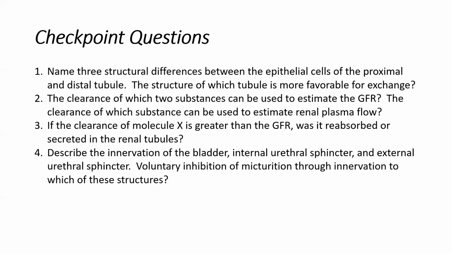And so the second part of the question, voluntary inhibition of micturition through innervation to which of these structures? It's basically asking us which structure is being innervated during the guarding reflex. That guarding reflex that we talked about, this is what's preventing you from going to the bathroom on yourself, right? So that is innervation to the bladder, to the detrusor muscle, which is being inhibited. So in order to guard the bladder, we inhibit the parasympathetic innervation to it, whereas when we're ready to void the bladder, we're going to inhibit the internal urethral sphincter, inhibit the external urethral sphincter, but stimulate the parasympathetic to the bladder. Okay, hope that makes sense.